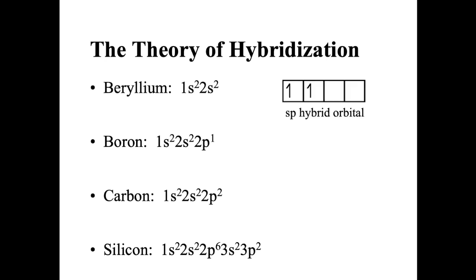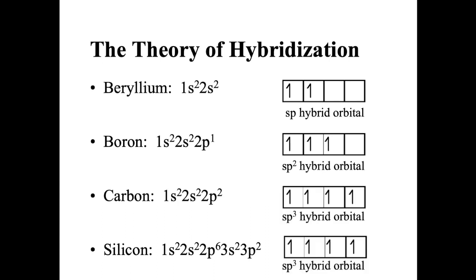First off, beryllium has an sp hybrid orbital. So instead of an s and then a p, there's just one sp orbital, and its 2 valence electrons get to spread out. Boron, likewise, has all 3 of its valence electrons spread out in the sp2 hybrid orbital. Carbon and silicon both have all 4 of their valence electrons spread out in an sp3 hybrid orbital. And this matches what we see in the pattern of bonding for these elements.